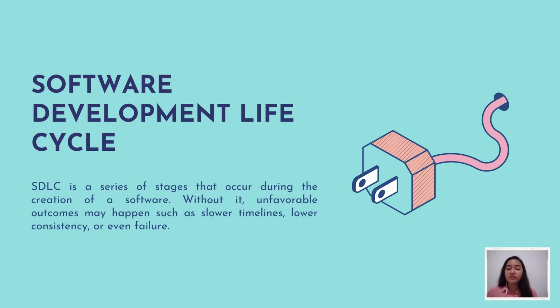Without a software development strategy in motion, one must expect slower timelines, lower consistency, or even failure. Worse, the developers would be at a loss about what to make. Aside from that, the project managers may have no idea how much progress has been made or whether you are on schedule or on target to finish the project.